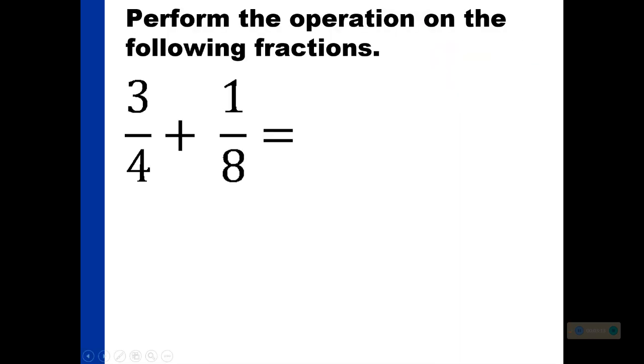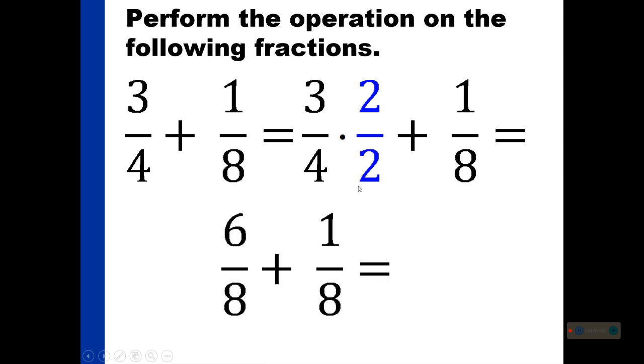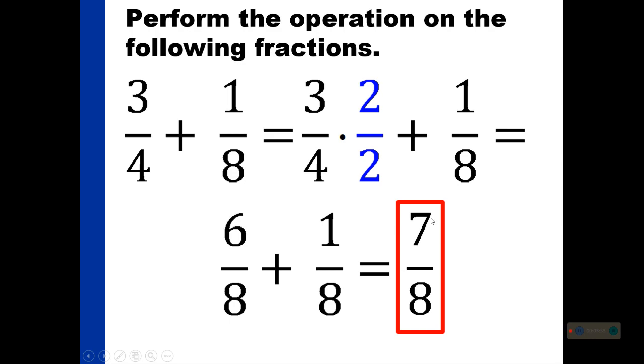Okay. Next, let us have 3 over 4 plus 1 over 8. Okay. So again, you have to make the denominators the same. So we have 3 over 4 times 2 over 2. And then since we already have denominator 8 here, you do not have to multiply this by any fraction. So we have here 1 over 8. On the first fraction, we have 3 over 4 times 2 over 2. It will become 6 over 8 plus 1 over 8. Then you will have 6 plus 1 is 7. Copy the denominator. So, your sum is 7 over 8.